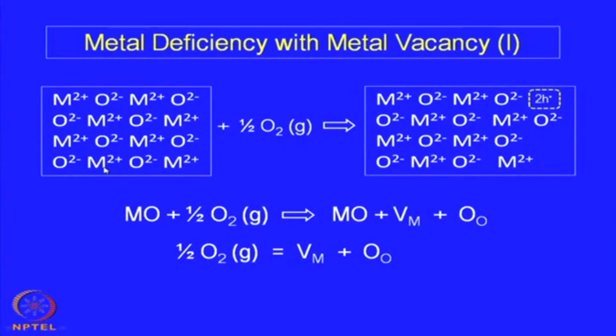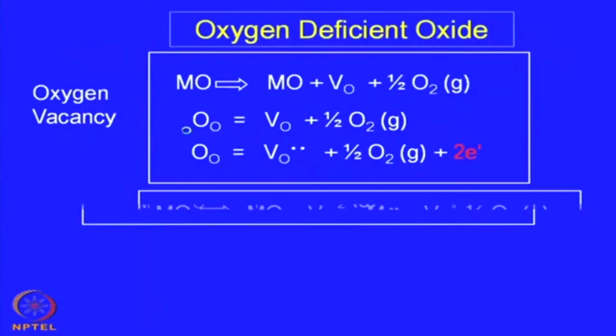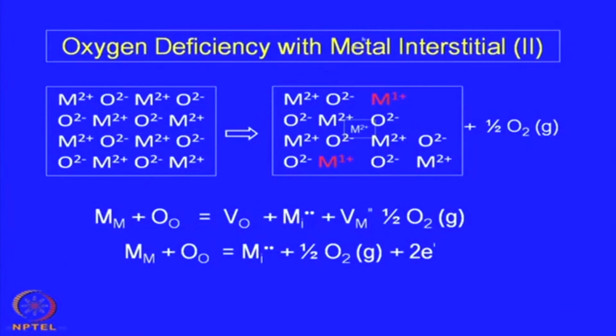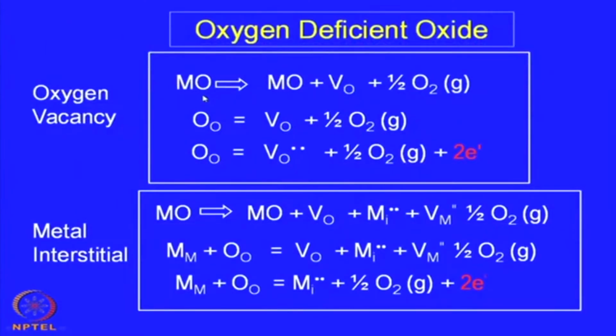In the identical manner, we can talk about metal deficiency. We have talked about oxygen deficiency, now we are talking about metal deficiency. It is more or less the same situation, just in a reverse manner. Here we are adding oxygen, earlier we have been releasing oxygen. If you remember, in both these cases we were releasing oxygen, right. Oxygen was on the right, and now oxygen is on the left.